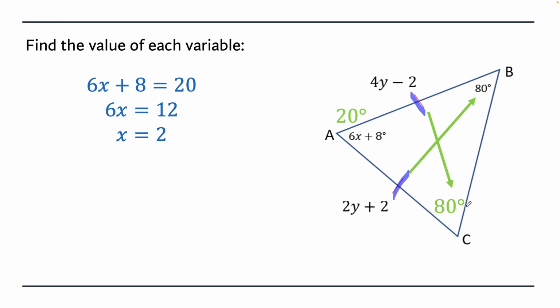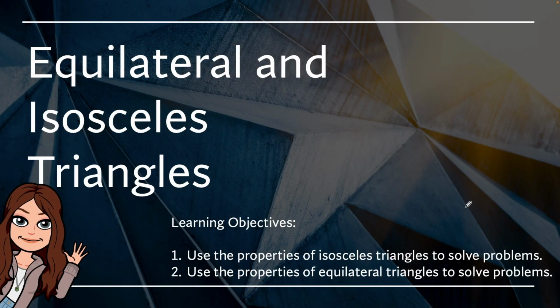And then y, since we know that those sides are congruent because they're marked, we can set those sides equal to each other. 4y minus 2 equals 2y plus 2. Add 2 to both sides, divide by 2, and we get y equals 2. And that's it. Some properties of equilateral and isosceles triangles that help us solve some problems.